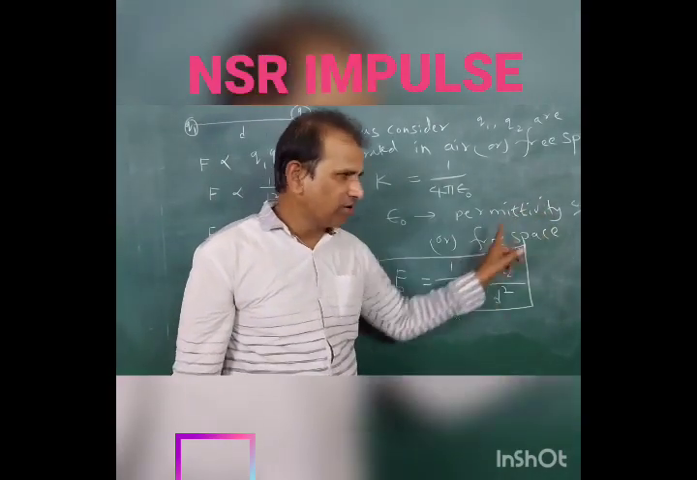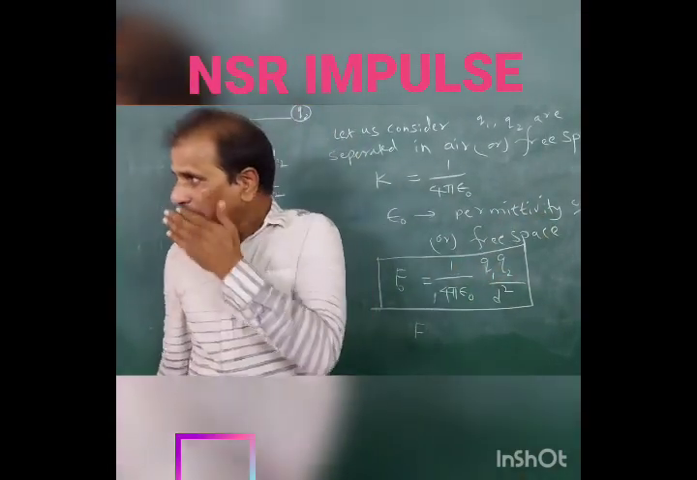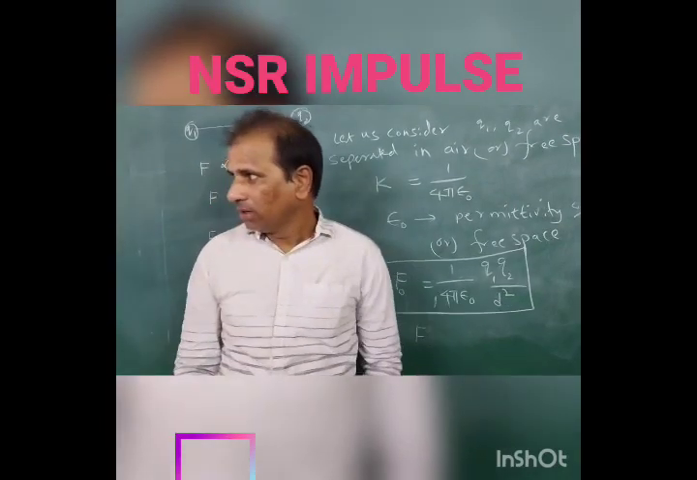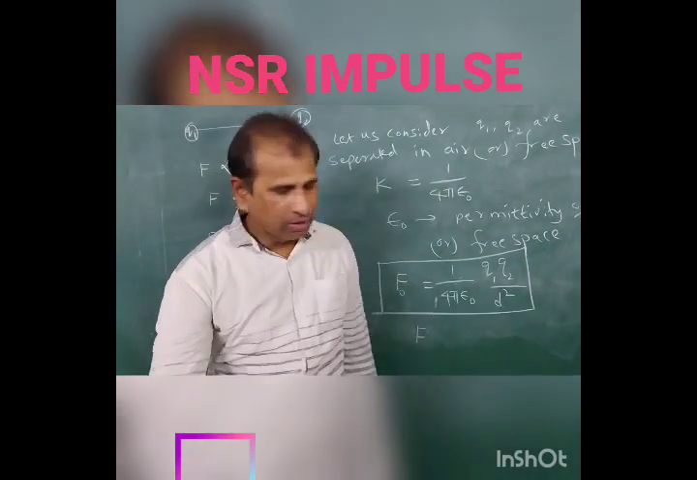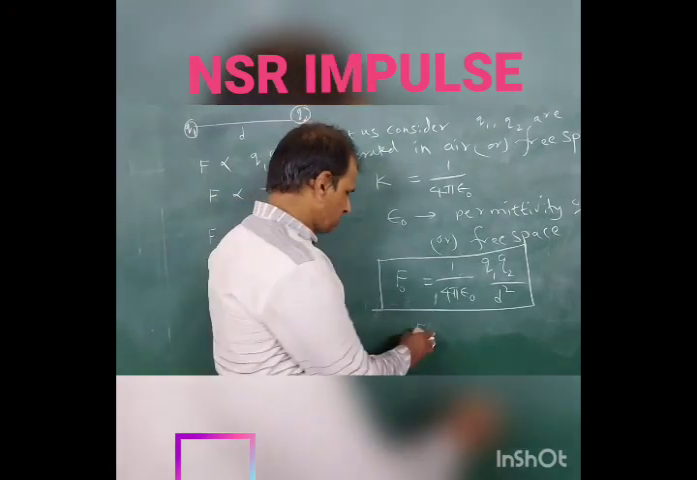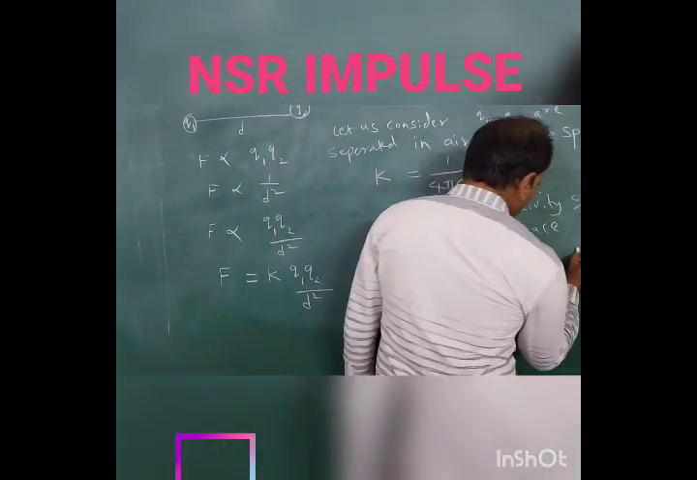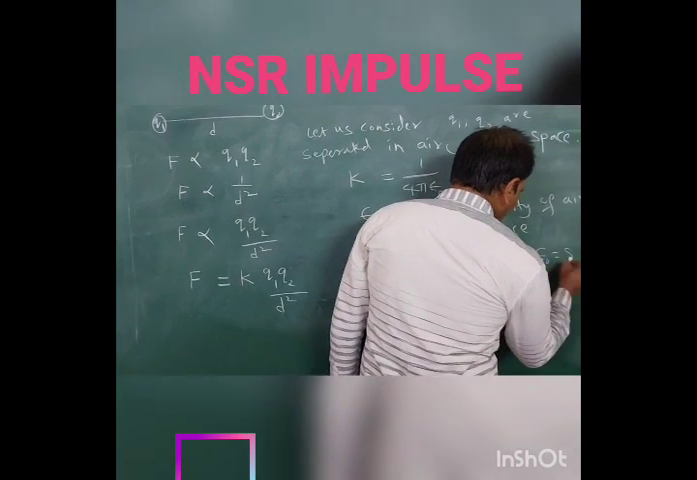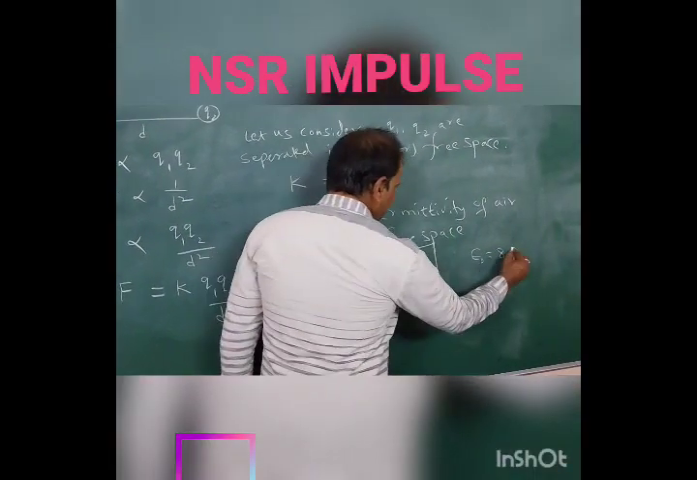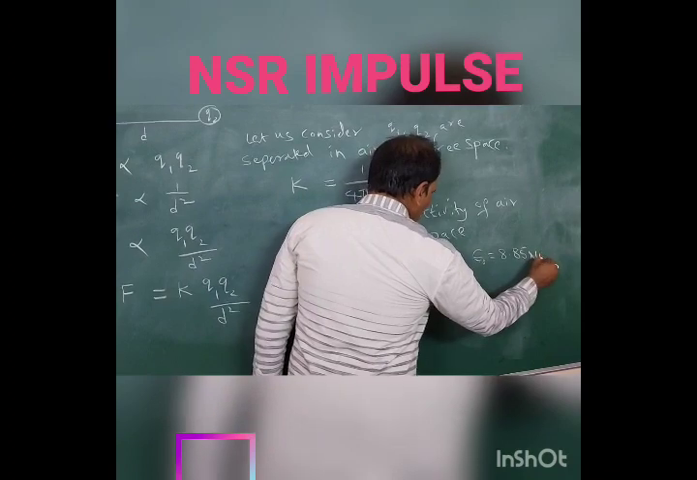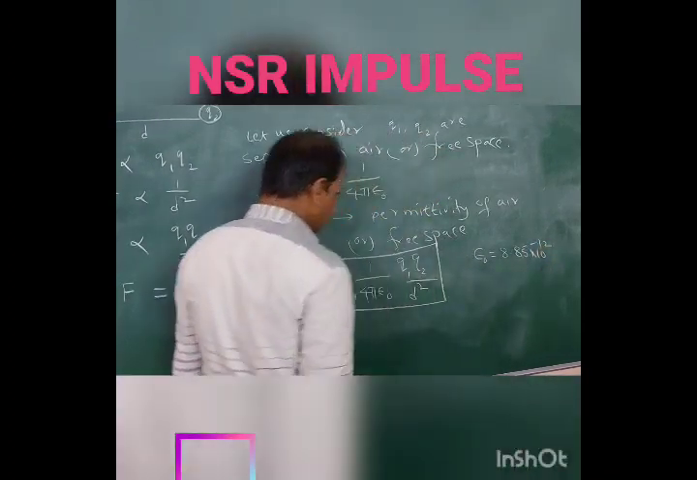Moreover, what is epsilon naught? Permittivity of air or free space. So this is epsilon naught. Now the epsilon naught value can be written as epsilon naught equal to 8.85 into 10 power minus 12.